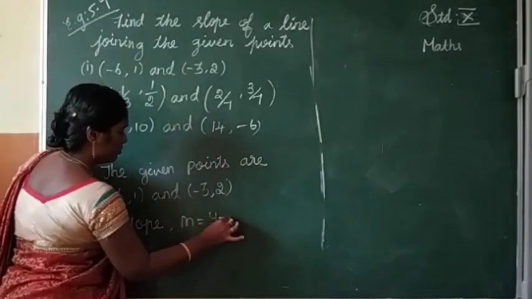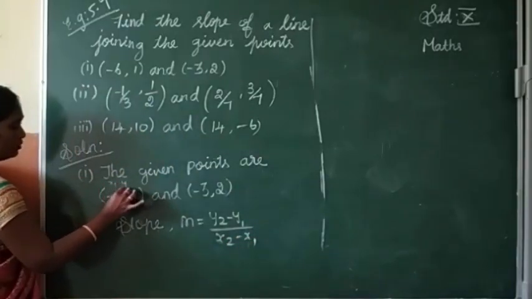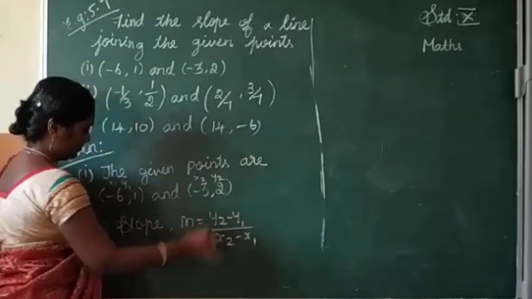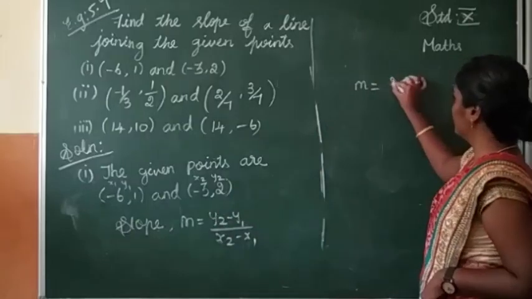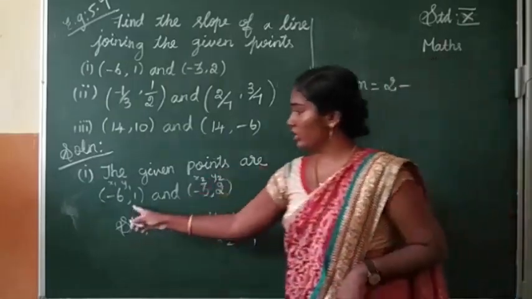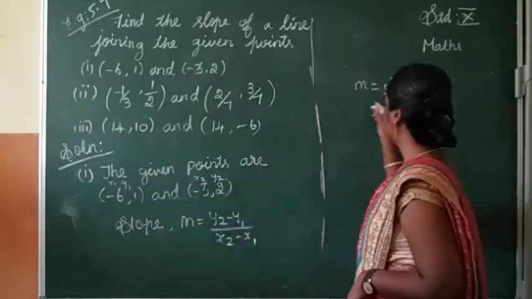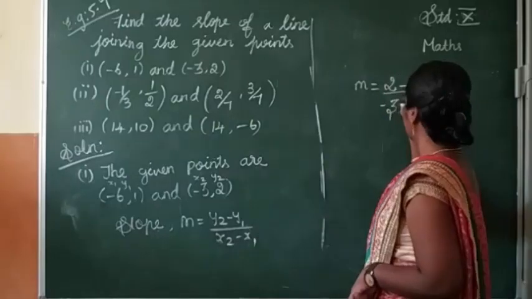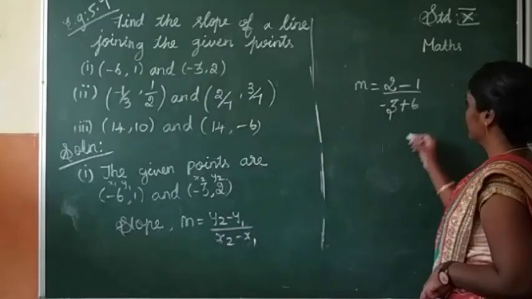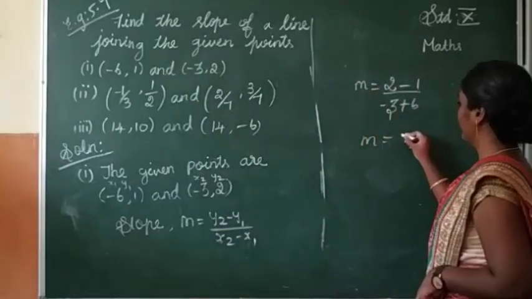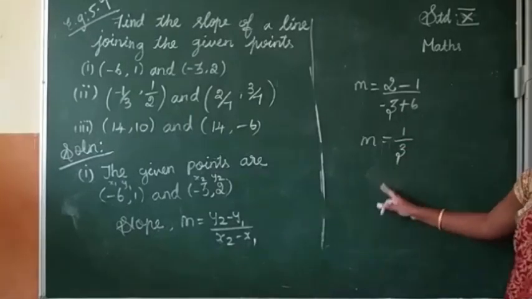Slope formula is M is equal to y2 minus y1 divided by x2 minus x1. So, take this as x1 y1, this as x2 y2. Therefore, M is equal to, substitute the values. Y2 value is 2, then formula minus, what is the y1 value? 1. Divided by, then x2 value is minus 3, then formula minus, what is the x1 value? Minus 6. So, here also minus into minus plus 6. That is equal to 2 minus 1, we will get the answer 1. Minus 3 plus 6, we will get 3. Therefore, the slope value is M is equal to 1 by 3.